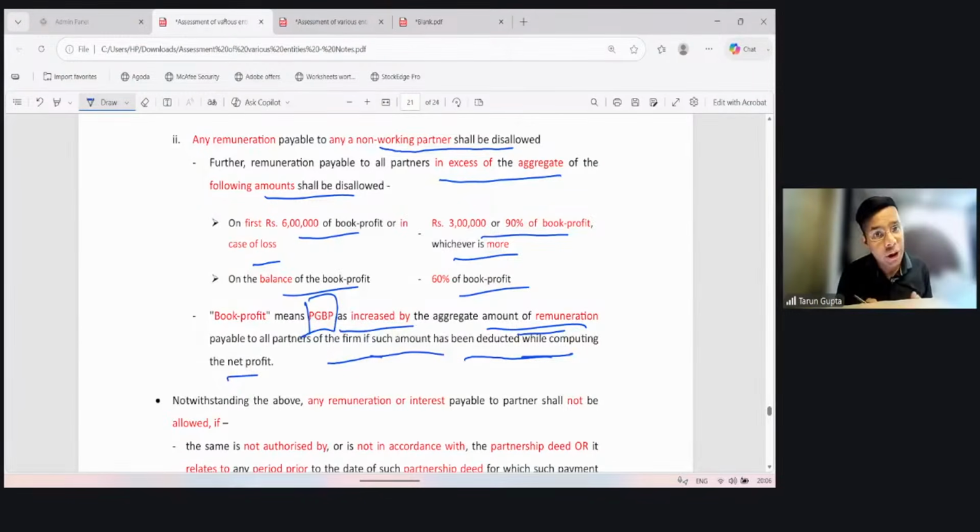I'll add the remuneration which is debited in the P&L account towards the working partner. Whatever amount I get is the book profit. Then I'll apply this limit. On the first 6 lakh, the limit is 3 lakh or 90%. On the balance, it is 60%. Whatever amount I get by applying this limit is the maximum amount of remuneration which is allowed in respect of all the partners, not one partner. It's the maximum amount of remuneration which the firm is allowed in respect of all the partners.